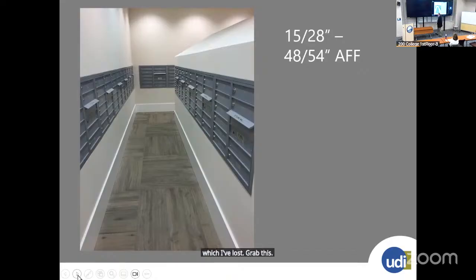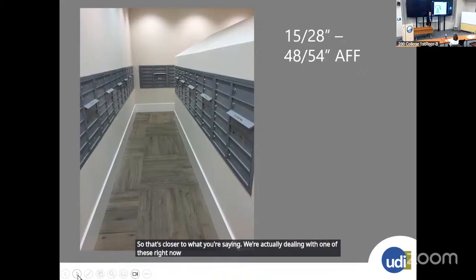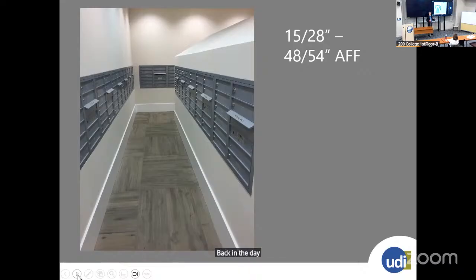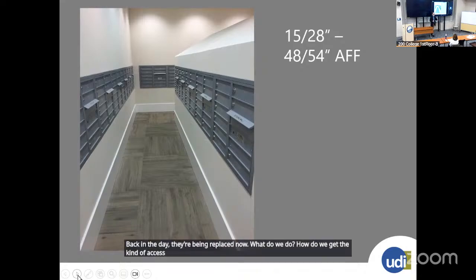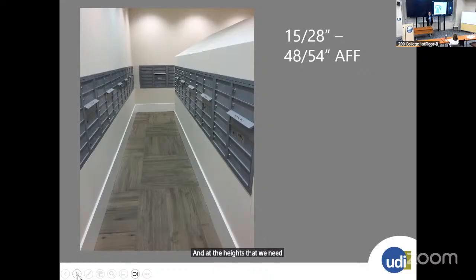So that's closer to what you're saying. We're actually dealing with one of these right now. Replacing a series of mailboxes that were inappropriately designed, spec'd, and located back in the day. They're being replaced now. What do we do? How do we get the kind of access to the mailbox and at the heights that we need without costing a huge amount of money?